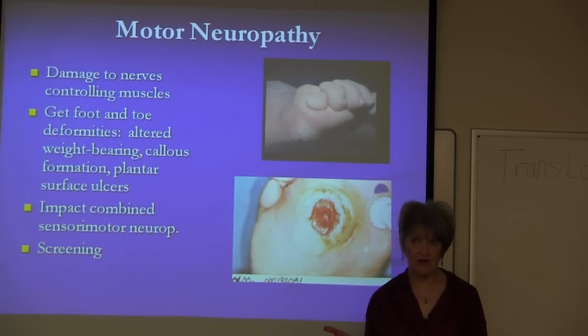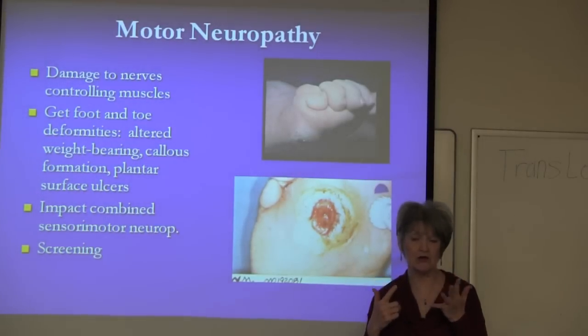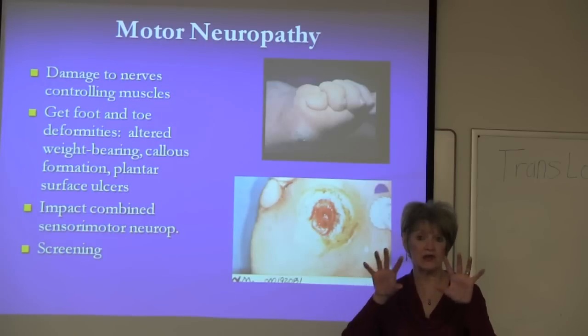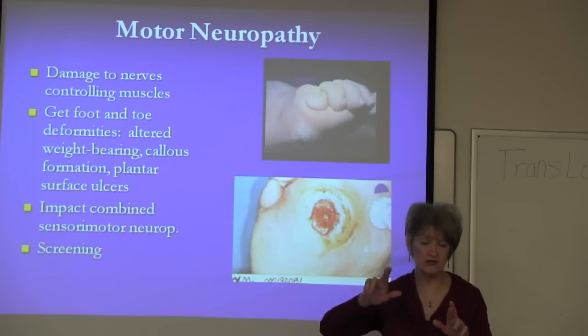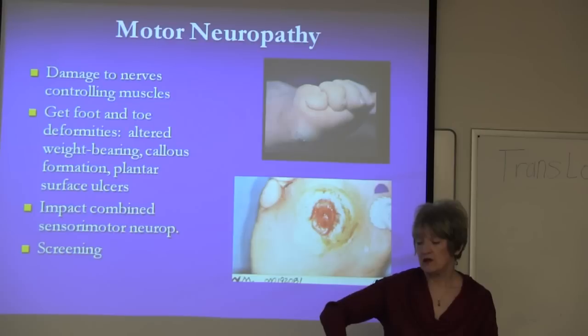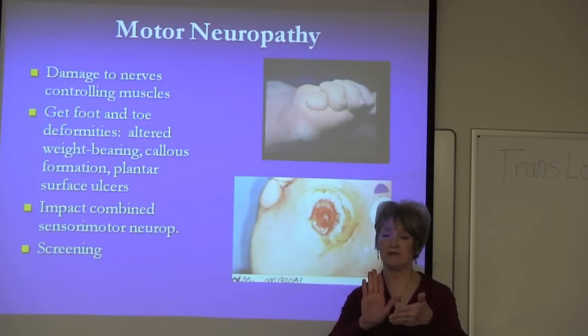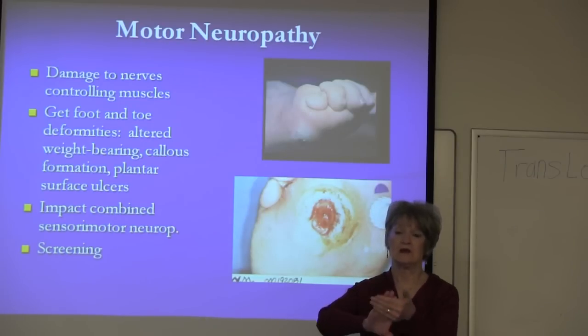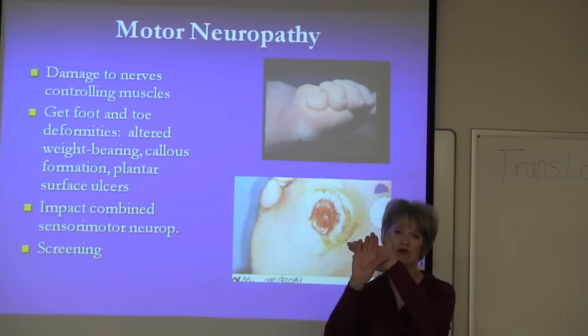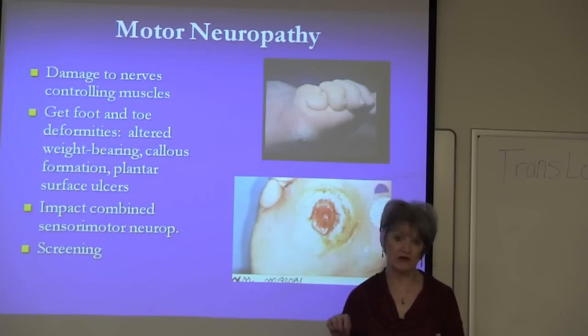In terms of screening for motor neuropathy, it's just visual. Primarily, you're looking for abnormal contours, you're looking for hammer toes, overlapping toes, you're looking for abnormally pronounced arch, callus over the metatarsal heads. You can also check muscle strength by having the patient push against your hand, or by having a patient pull against your hand. But the primary screening is visual assessment for deformities or callus formation.